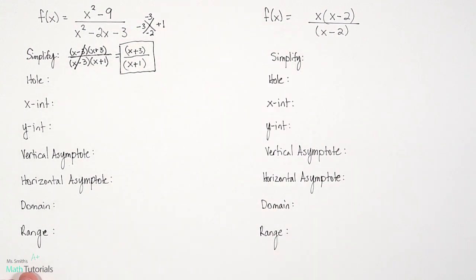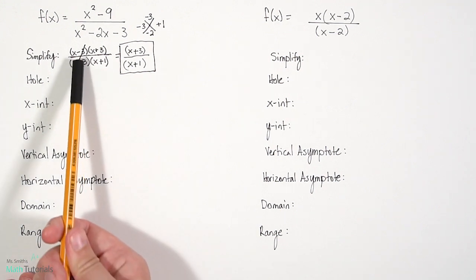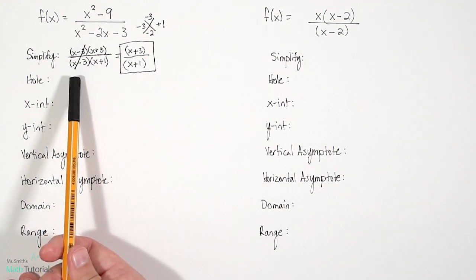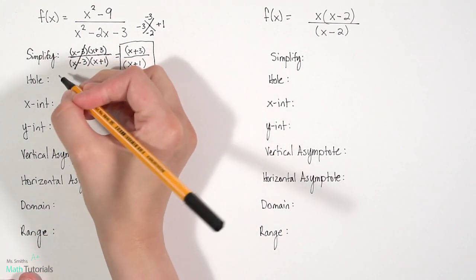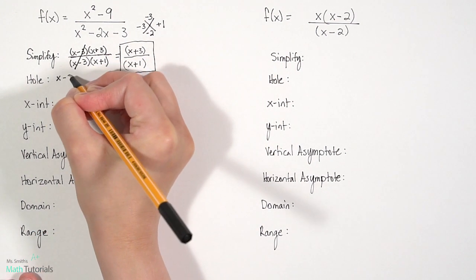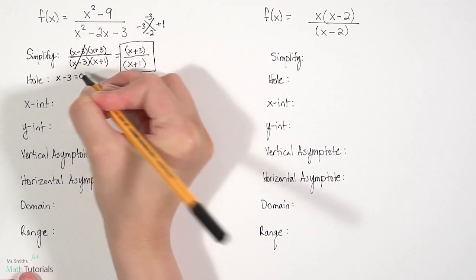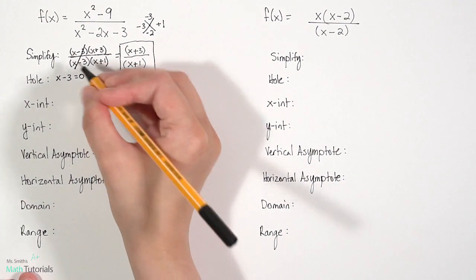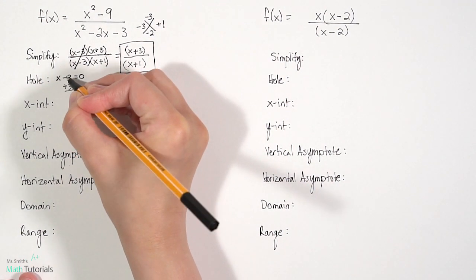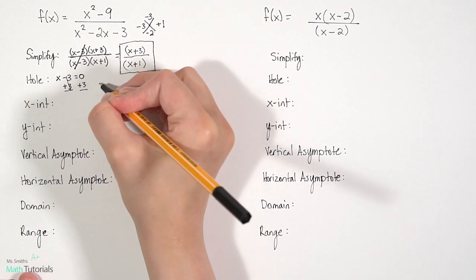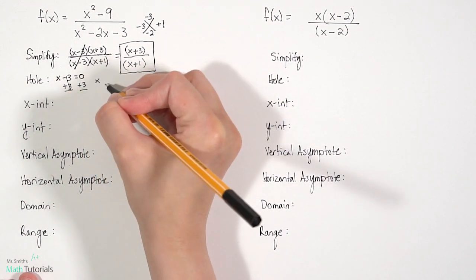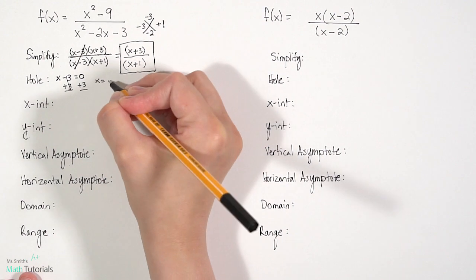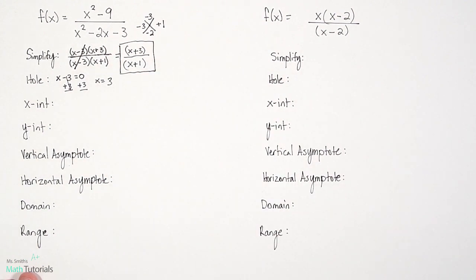So to figure out if we have any holes in this graph, we first try to find the x value. We say, was there anything we were able to cancel? And there was this x minus 3, right? So we take that x minus 3 and we set it equal to 0. And then we just solve for x. So in this case, it's a one-step equation. We just add 3 to both sides. And I'm going to write the answer over here. We would just get x equals 0 plus 3 is 3. So I know that the x value of the hole is 3.